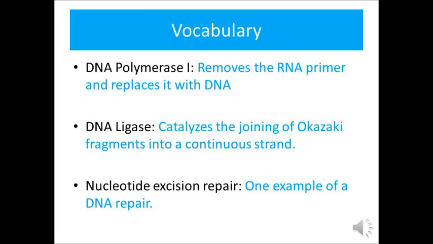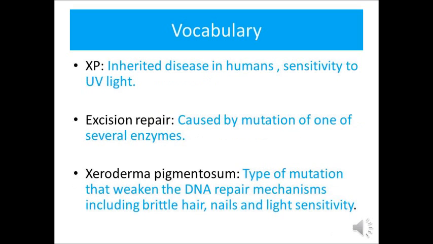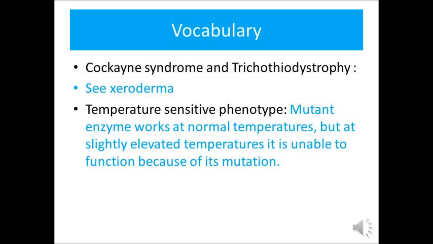Nucleotide excision repair is an example of DNA repair. XP is an inherited disease in humans. It involves sensitivity to light. Excision repair defects are basically caused by mutation of one or several enzymes. I already explained what XP is, so I'm not going to go into too much detail on that one. And I also explained what TTD and Cockayne syndrome were. Temperature-sensitive phenotype: a mutant enzyme works at normal temperatures, but at slightly elevated temperatures, it's unable to function because of its mutation. That's pretty terrible stuff. But that concludes DNA replication.